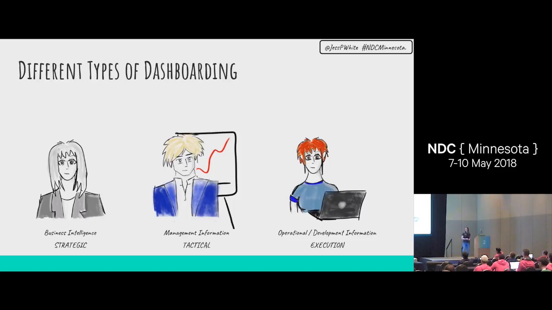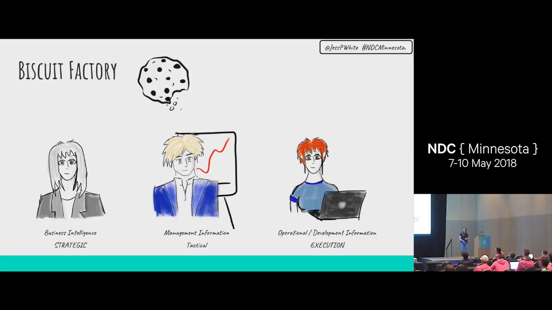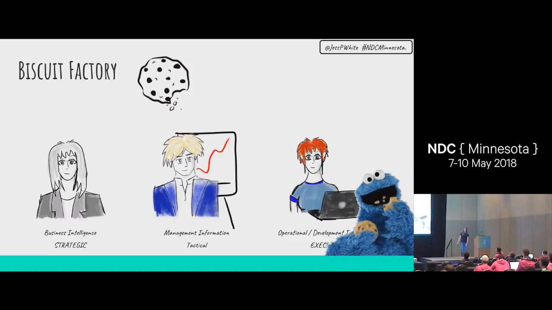I'm going to talk about 4 different types of dashboarding within a business: business intelligence, management information, operational and development information. And I'm going to talk about them in 3 themes: strategic, tactical, and execution. And throughout this, I'll use the example of a biscuit factory to try and keep some consistency, because everyone loves a cookie.